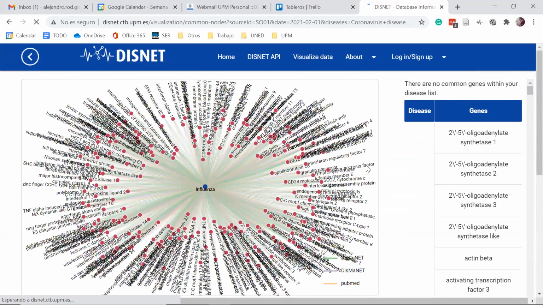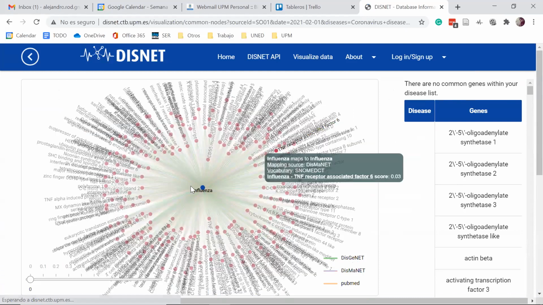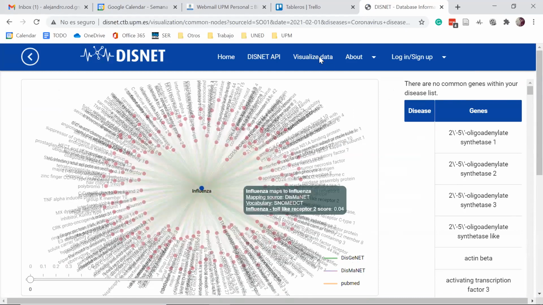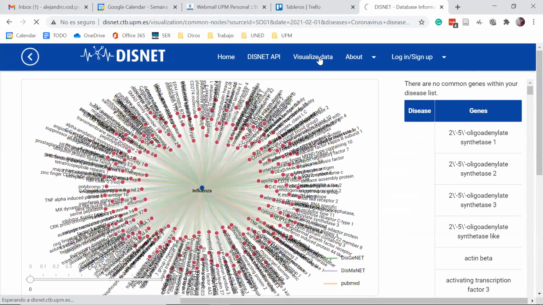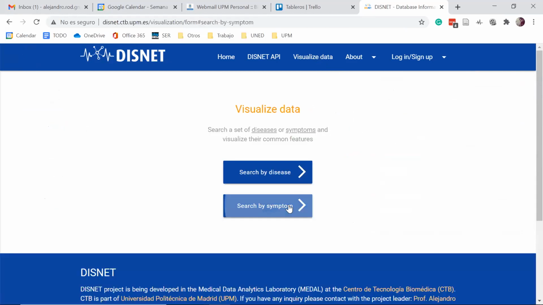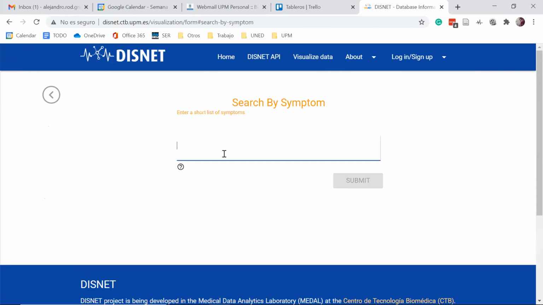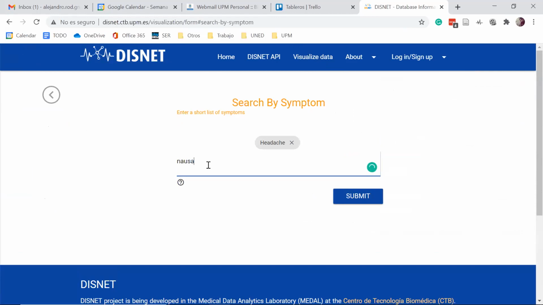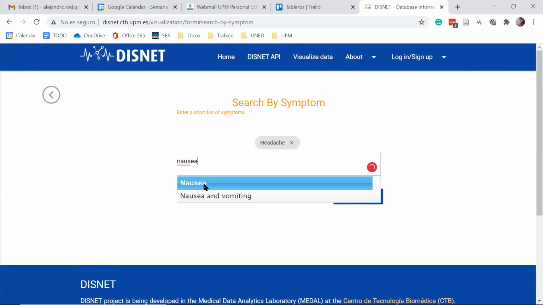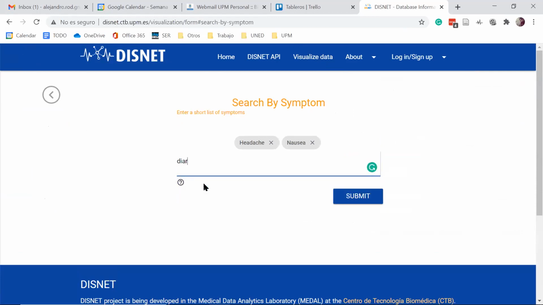Okay, it seems that there are no common genes, so it shows the genes separately. Another option of visualization of data that I really like is search by symptom. For example, imagine headaches, nausea, diarrhea, jaundice. It seems that it didn't find jaundice as any of the available symptoms. Okay.